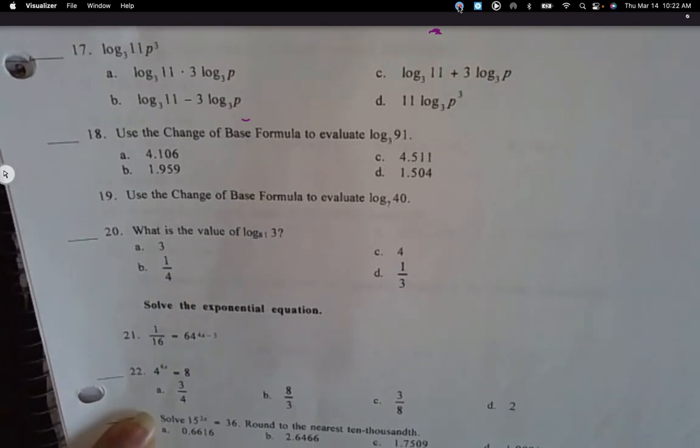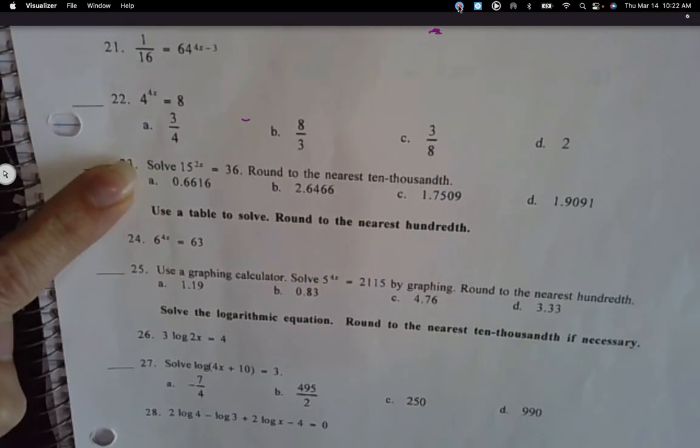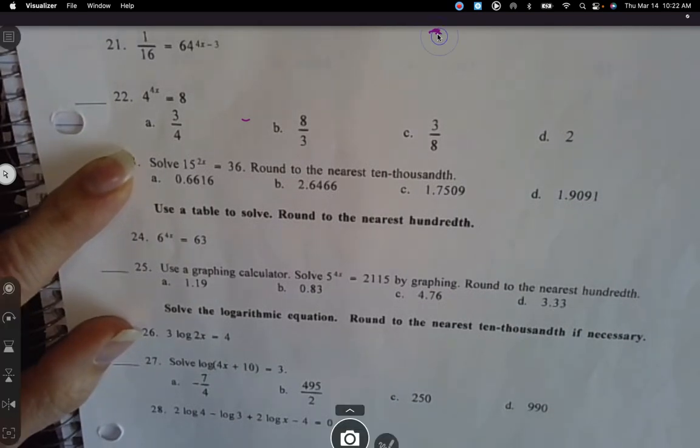Looks like it's like 22. Okay? So I'm going to do 22. Let me see if I can. Got it.